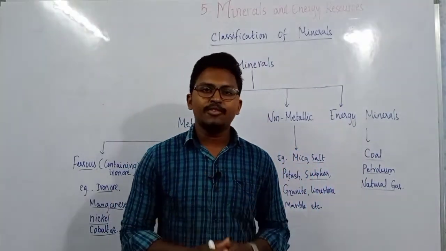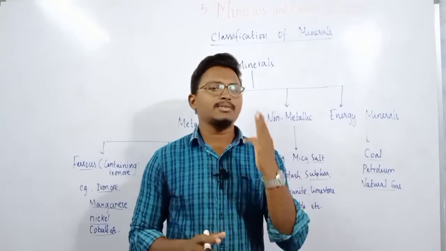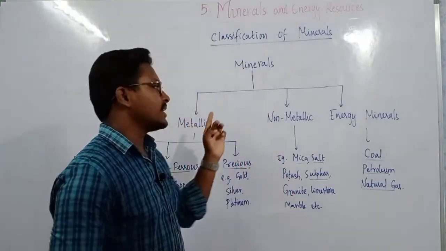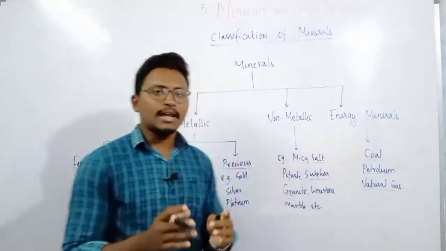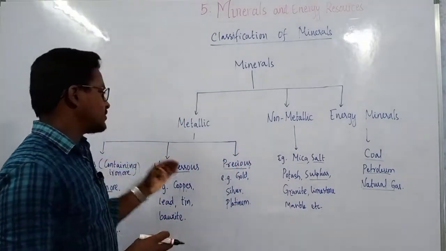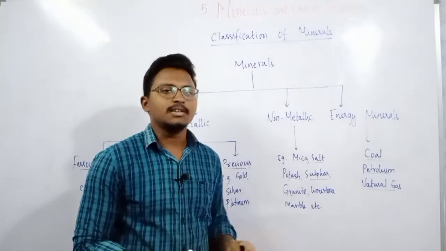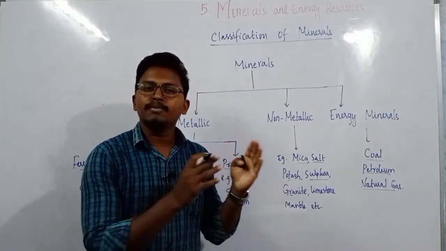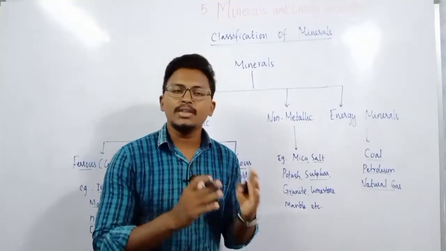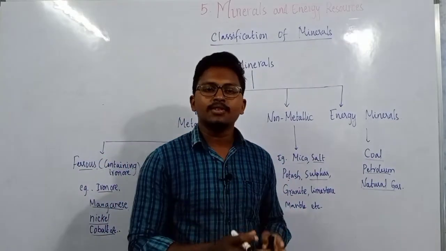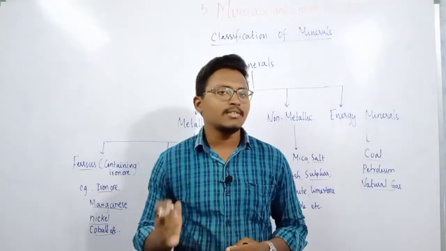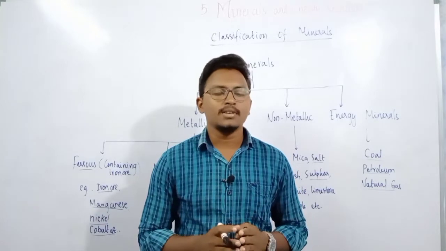So once again, if you see, minerals are classified into three different types. They are metallic, non-metallic, as well as energy minerals. And further, metallic are classified into ferrous, non-ferrous, as well as precious. So now, how do these minerals occur? Where do they occur? That is what we are going to discuss, the mode of occurrence of these minerals.